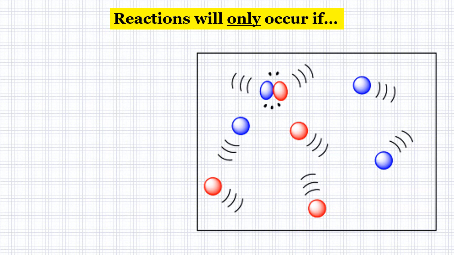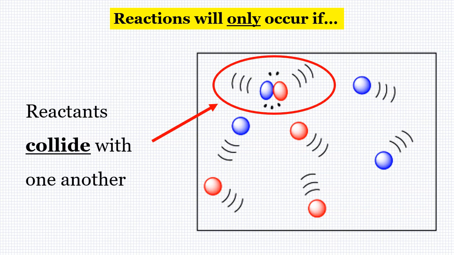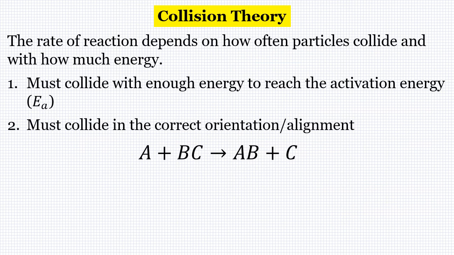Now, chemical reactions will only occur if reactants collide with one another. You have things smashing together. That's the whole collision theory that we're looking at here. So let's define collision theory. Collision theory says the rate of the reaction depends on how often the particles collide and with how much energy.